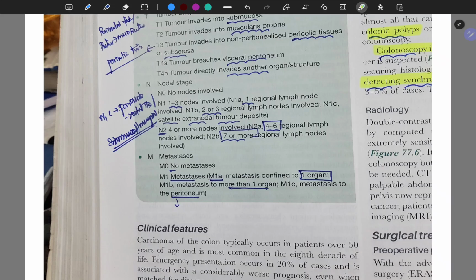M0 no metastasis, M1A mets confined to one organ, M1B more than one organ, M1C peritoneal mets. In case of CA rectum, metastasis is M1A lung mets, ovary or bladder, but one organ, whereas M1C is non-regional lymph node metastasis other than M1A.